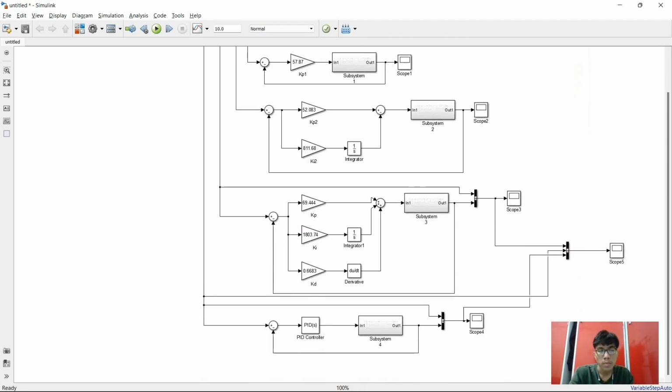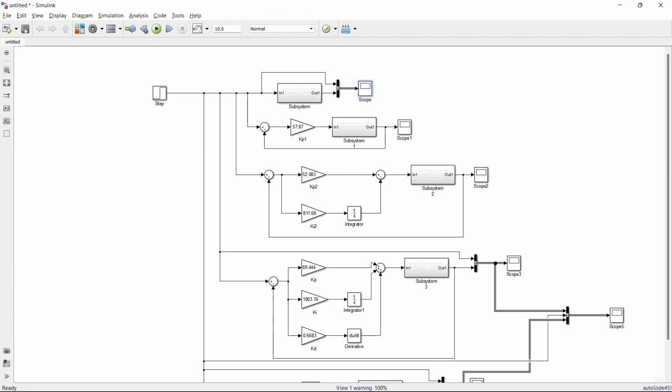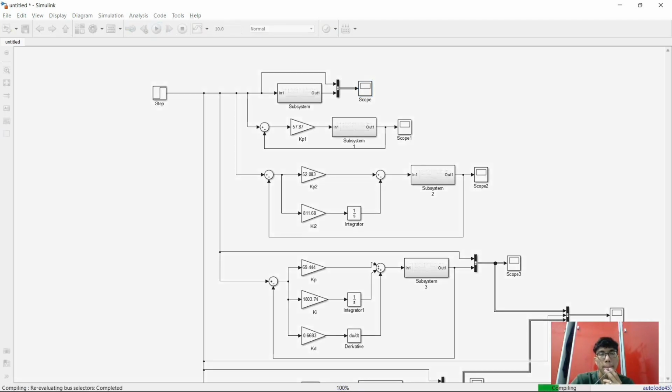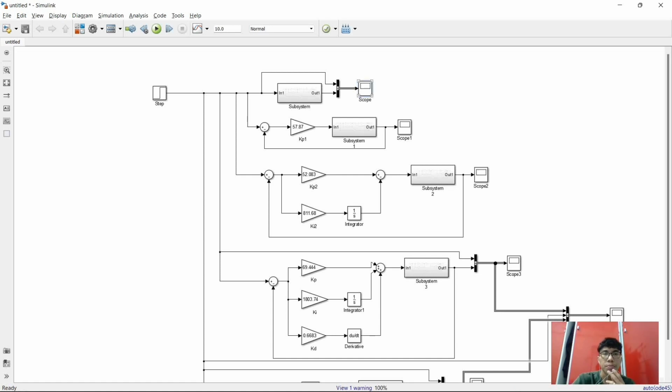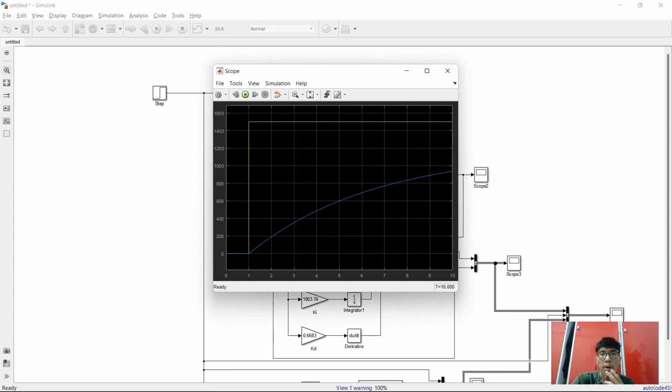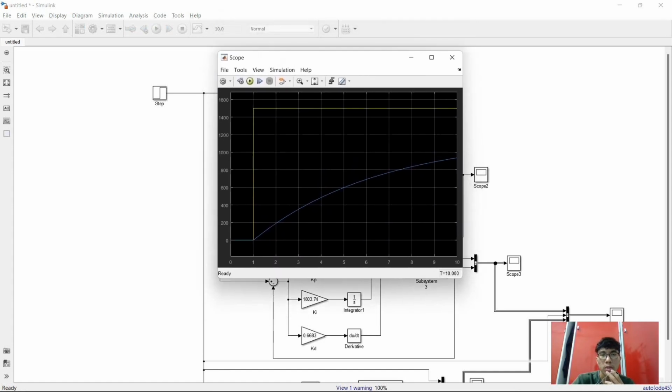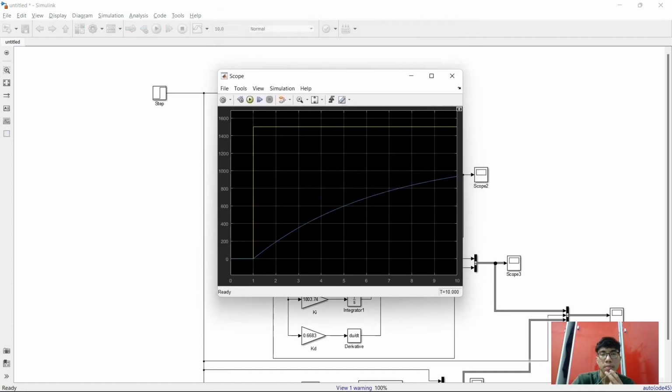Okay, for now I will explain about the block diagram that I have done in MATLAB. As you can see here, first of all we must run the MATLAB. Then we go through the scope for the closed loop, for the open loop. So this is the response for the first one.